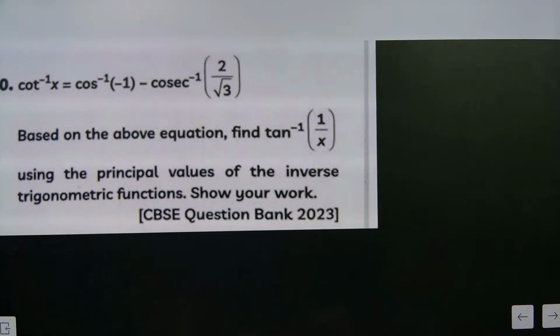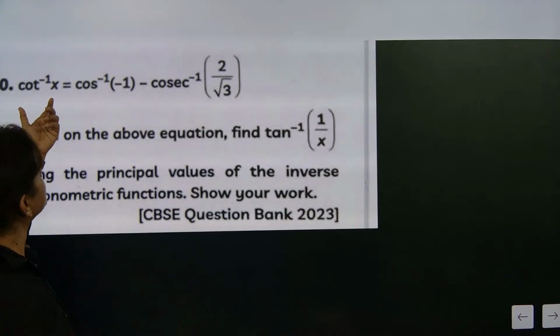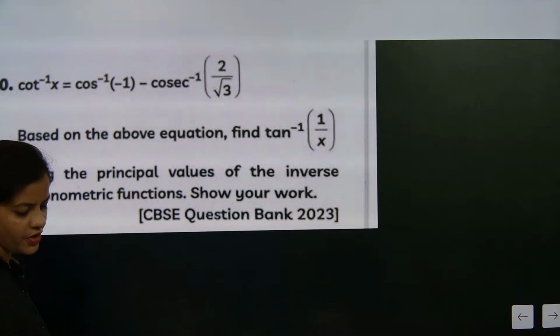See, cos inverse minus 1, cot inverse x is equal to this. A directly solvable question is there.